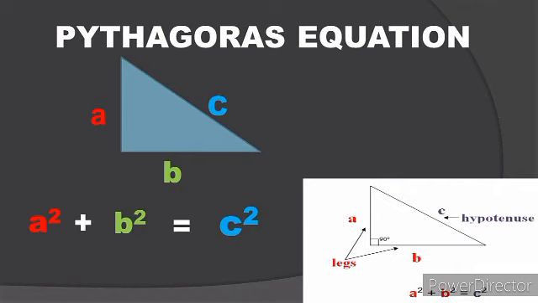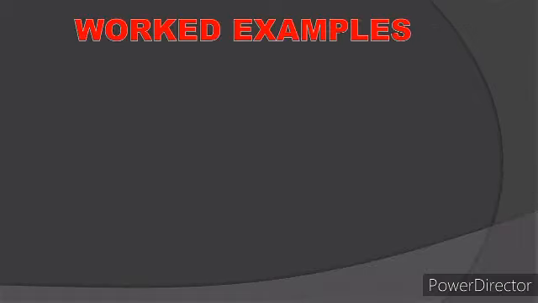Now, I want you to take this equation very importantly. Write it down. For any right angle triangle, to find the unknown side, you must use this equation. Opposite square plus adjacent square is equal to hypotenuse square. This will take us to our worked example.